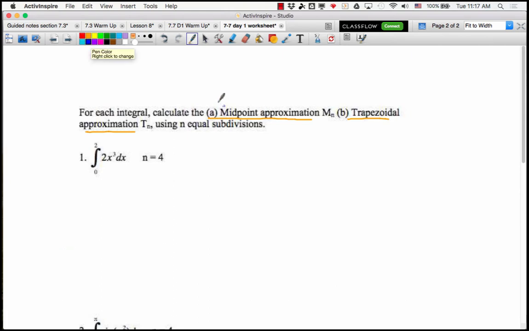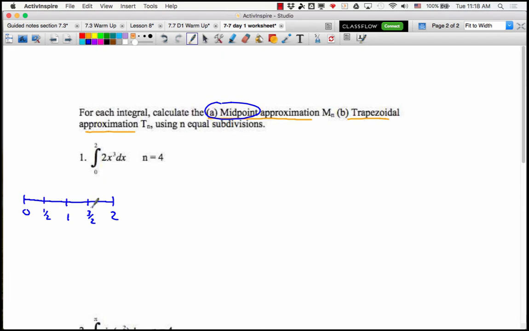Midpoint is in blue. Okay, midpoint. We're going to have to figure out from 0 to 2 how wide these things are. A lot of times when I do these problems, I'll just draw a little number line. Here's 0, and here's 2, and I need 4 subintervals. I need 4 rectangles. So this would be 2, and if I do this, it would be 4. So this is going to be 1. We got 0.5, and we got 3 halves, or 1.5. So I've just created myself 1, 2, 3, 4 rectangles.